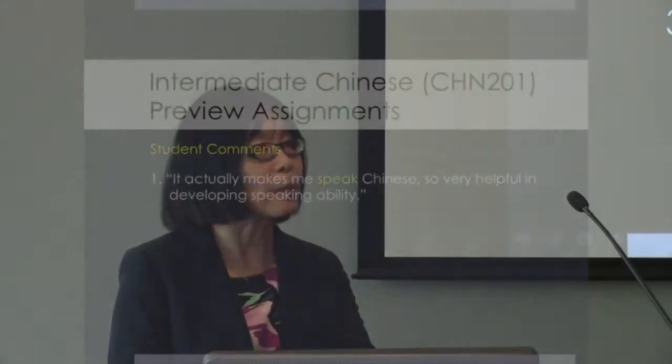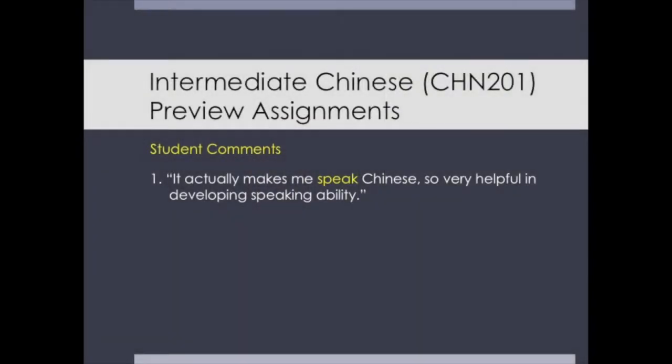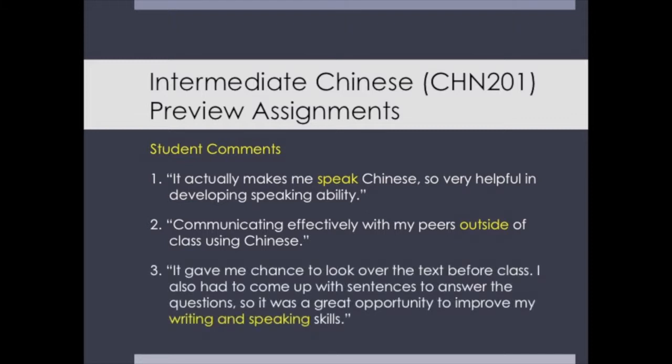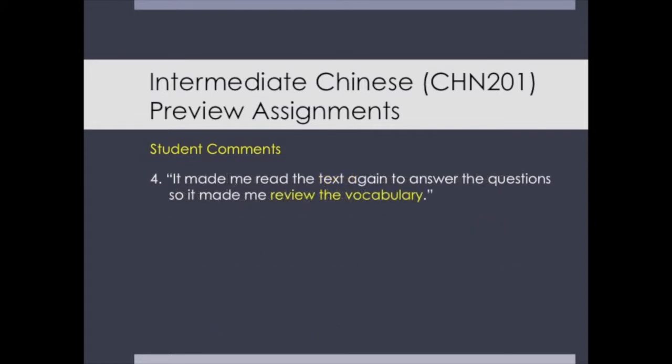We also have some written comments from the students. Some of them confirmed that the assignments help them to speak Chinese, help them to engage in communication with their peers outside of the class. One student also commented it helped their writing skills because some of them write down their responses before they record them on VoiceThread. It helped them review the vocabulary in addition to the lesson text.